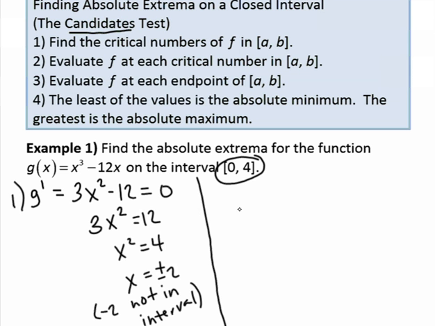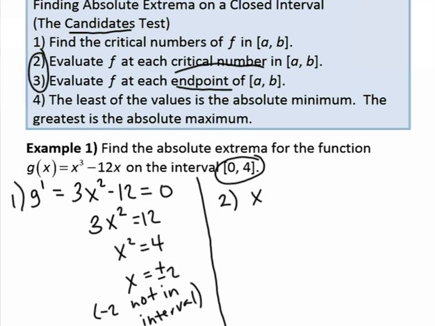So the second step is to evaluate each critical number in the interval from A to B. Now I'm going to combine steps 2 and 3. I do these at the same step. So it says to evaluate each critical number, we found it to be 2, and each endpoint. So that means both A and B. So here it's 0 and 4.